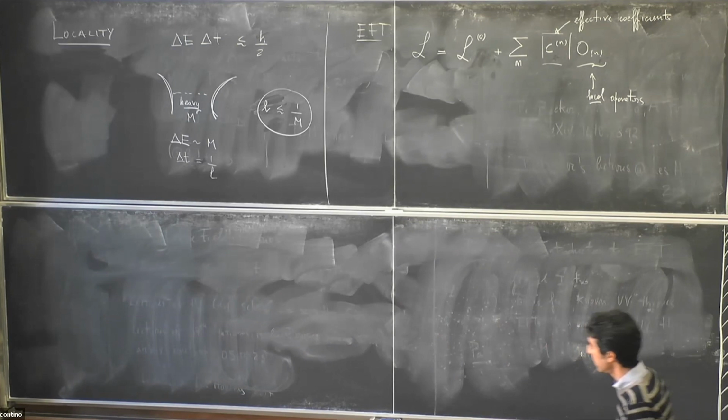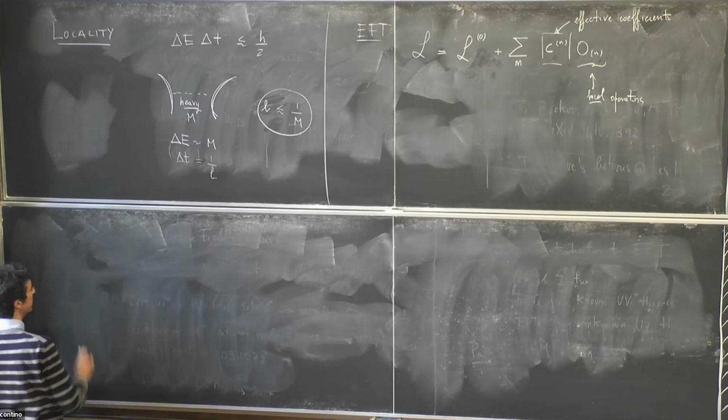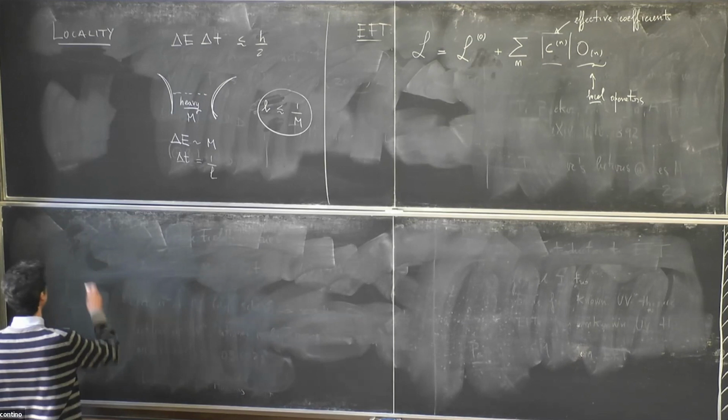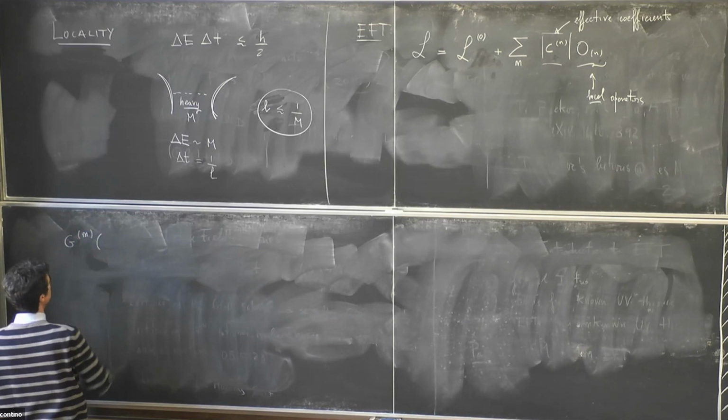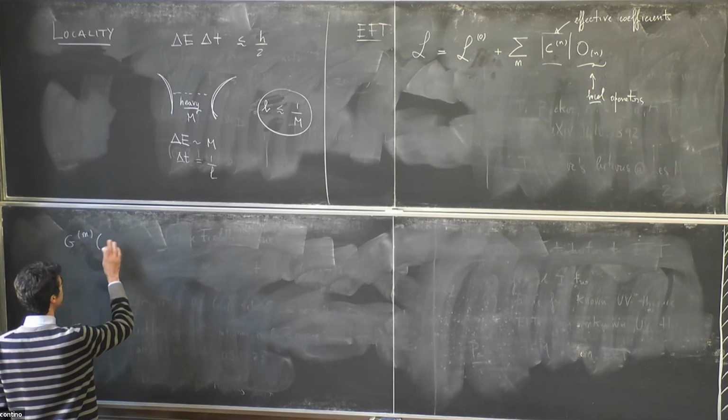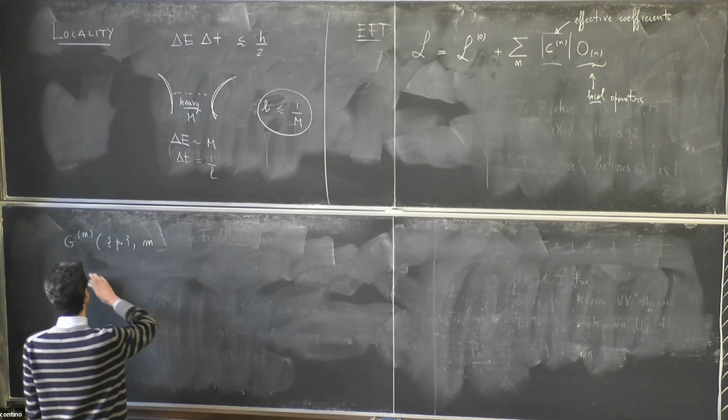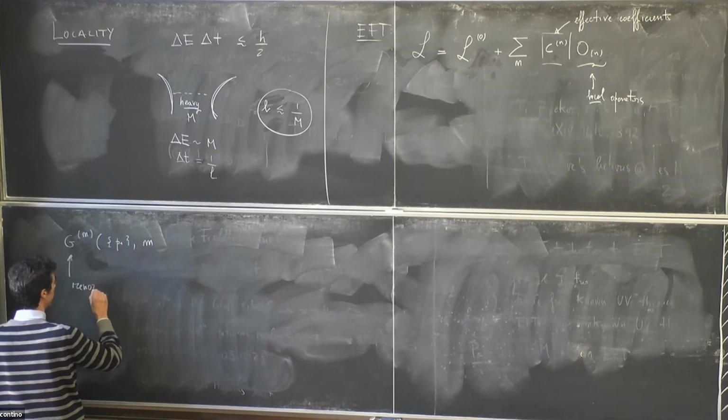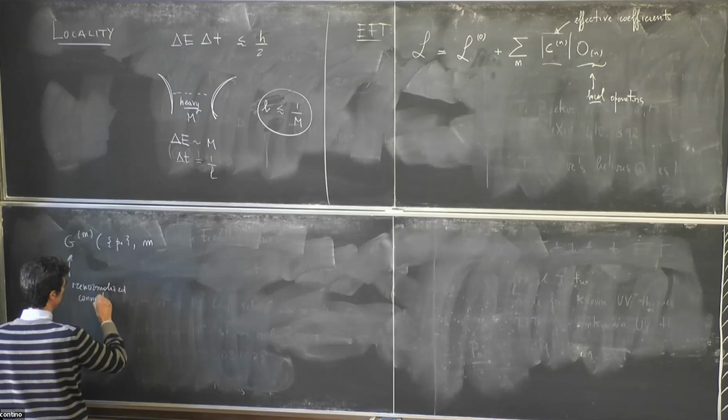You can now, if your UV theory is a quantum field theory, describe the theory in terms of Green functions, and in particular, you can consider connected Green functions, which have, for example, n points. These Green functions will be described by a set of momenta, and then this will be renormalized. Let me consider directly the renormalized connected functions.